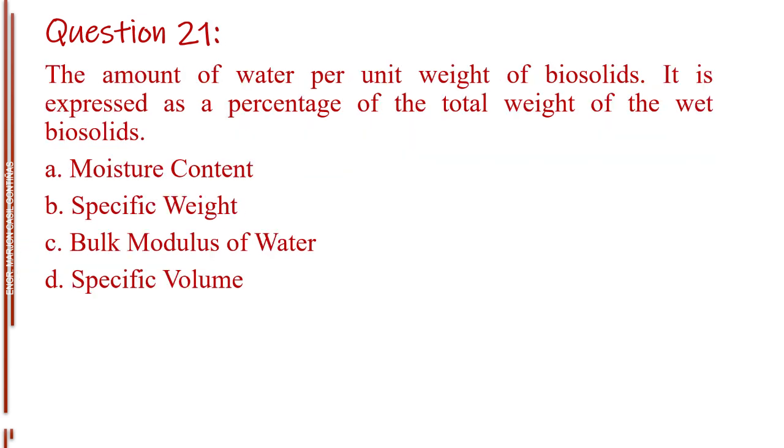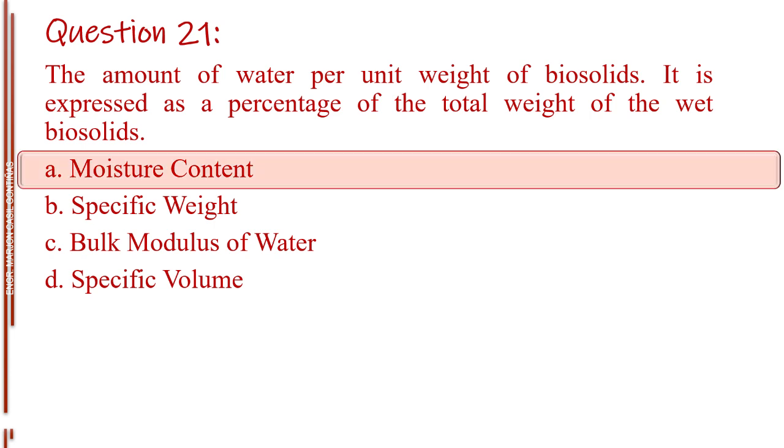Question number 21. The amount of water per unit weight of biosolids. It is expressed as a percentage of the total weight of the wet biosolids. Letter A, moisture content. Letter B, specific weight. Letter C, bulk modulus of water. Letter D, specific volume. The answer is letter A, moisture content.